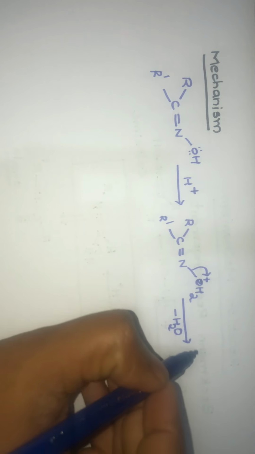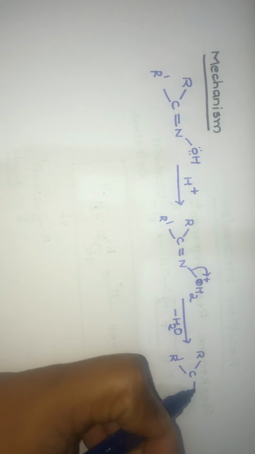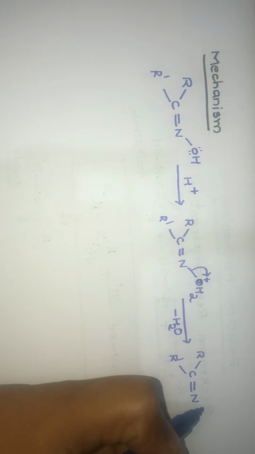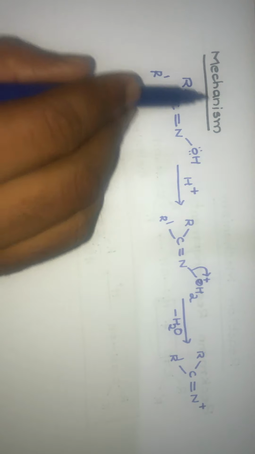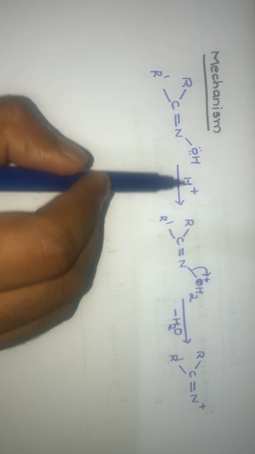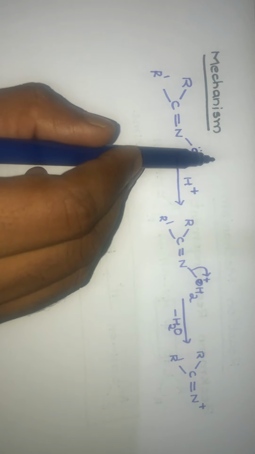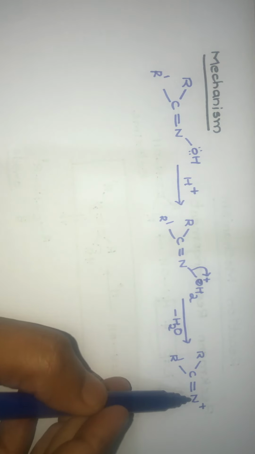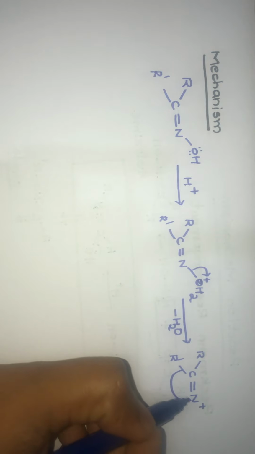Resulting in the formation of an electron deficient nitrogen here. See, this is a ketoxime in presence of H plus. First protonation takes place, loss of water takes place, resulting in the formation of electron deficient nitrogen here. Later on, this group migrates to the nitrogen.